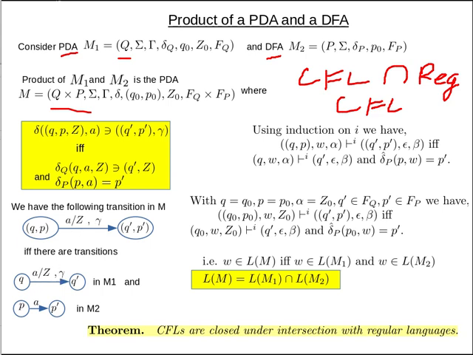So if we write it down as an equation, this is what it looks like. If we have in the PDA, say, we are going from state Q to Q prime on input symbol A, and sorry, this should be gamma. This is gamma. Okay.